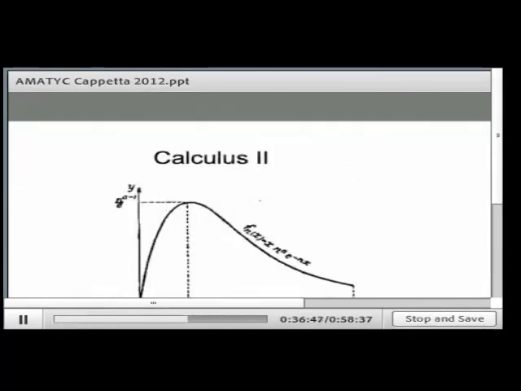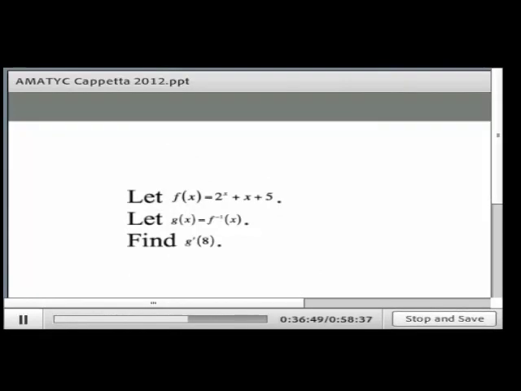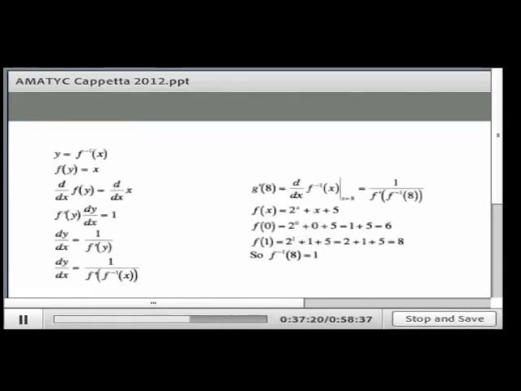Okay, some Calc 2 questions. This is the sort of thing that we looked at before in terms of looking at inverse functions, but this is a slightly different approach. If f of x is 2 to the x plus 5, and g of x is f inverse of x, what is the derivative of g at 8? Every calculus book has a formula that enables you to solve this. I don't think students remember that formula, nor do I think they need to, because it's relatively easily developed using an implicit derivative. So if I say y is f inverse of x, f of y is x, f prime of y dy/dx is 1, the derivative is 1 over f prime of y, which is 1 over f prime of f inverse of x.